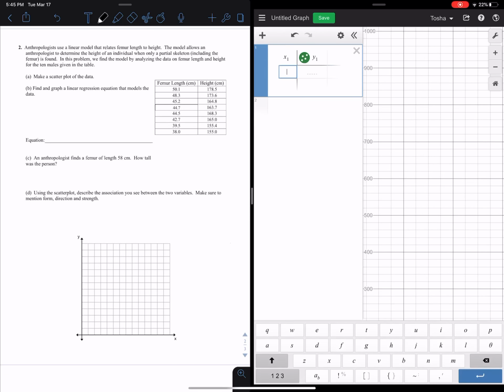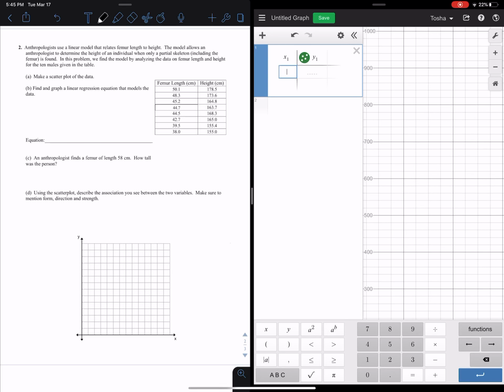We're going to add a table and I'm going to type in this data. So our first one, we're going to have the femur length, that's going to be X, and then the height is going to be Y. So we're going to have 50.1, 48.3, 55.2, 44.7, 44.5, 42.7, 39.5, and 38. So those are our X's from that column.